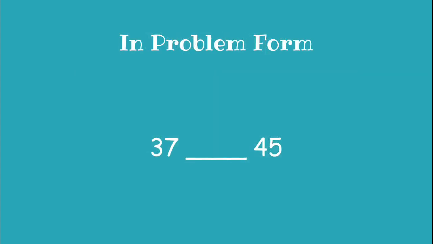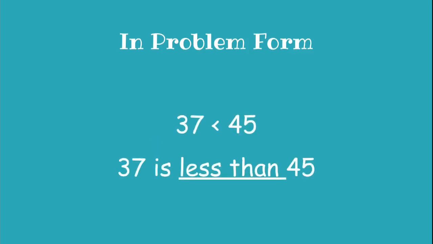Let's try it out. 37 is greater than, less than, or equal to 45? Well, 37 is smaller or less than 45. So we'll use the less than sign. Remember, the less than sign looks like a little squished L. So you could also remember that the 37 is on the side with 1 point and 45, the larger number, is on the side which would have 2 points. You could also think about the less than sign eating the larger number, 45.